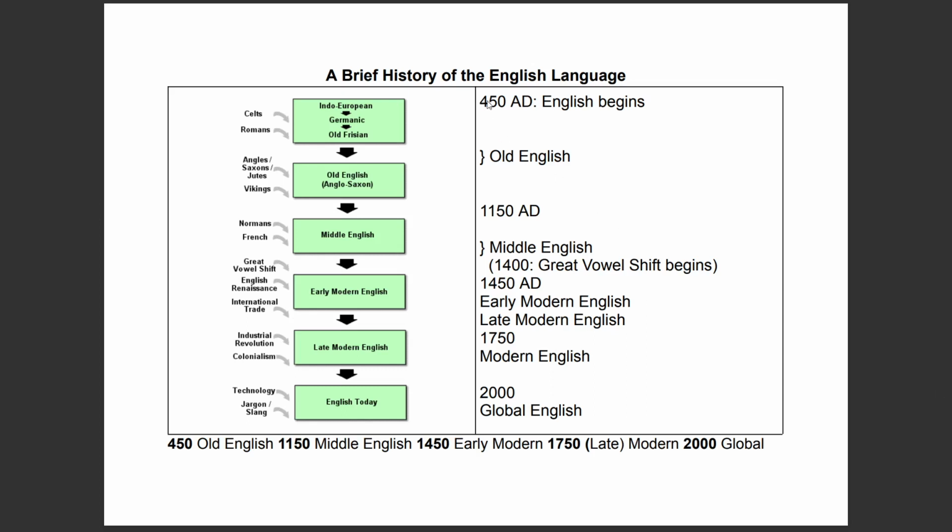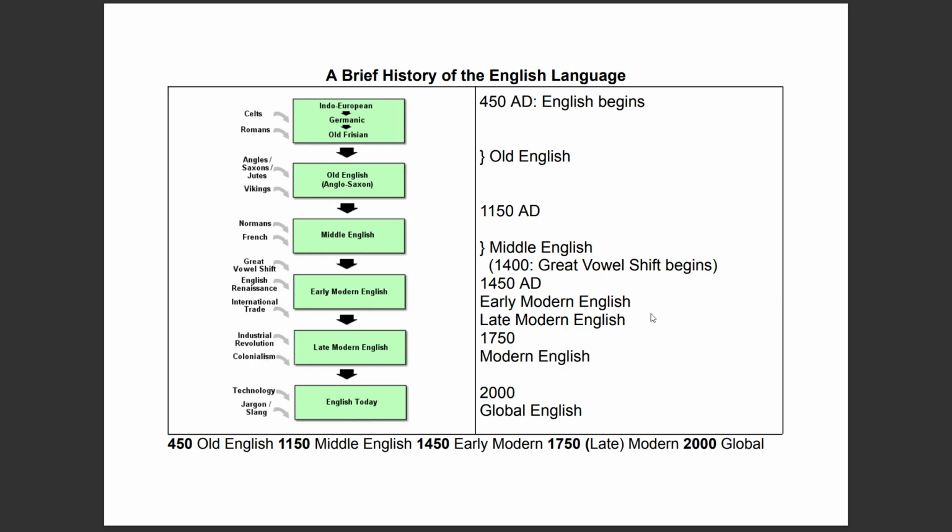Now, some people round these numbers up to the nearest 100, but if you look around and research, you'll find that the 50 is actually more of a consensus. So we have modern English all the way to 2000 and all the way to now, but from around 2000 or maybe 1980, you can also talk about global English, which is slightly different, and you'll see what I mean by that later on.